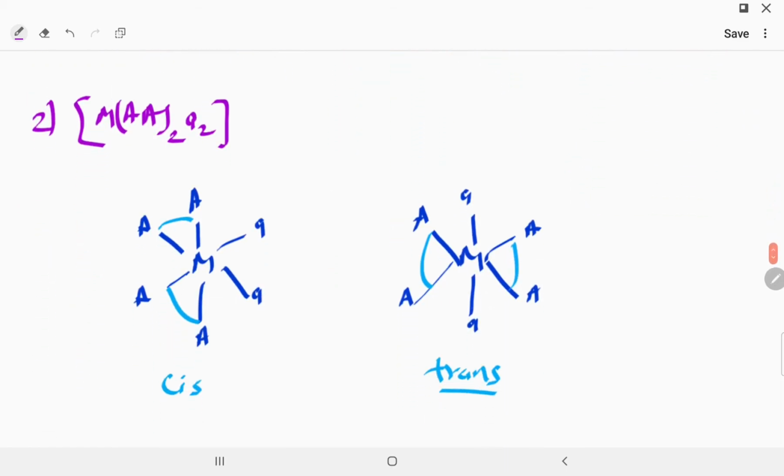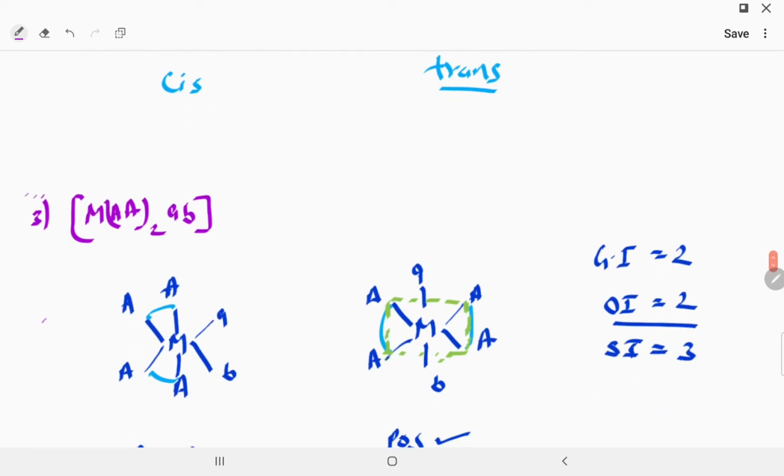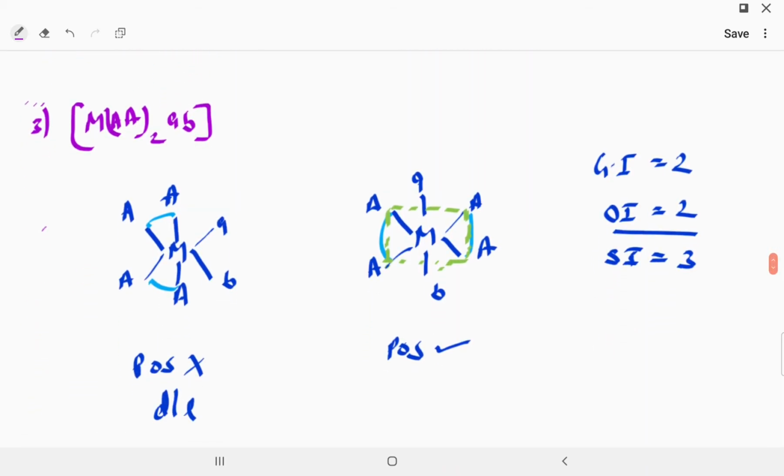Now the second case we can say M(AA) whole 2 A2. Okay, means 2 bidentate ligands and 2 monodentate ligands, that is also same. So we can say that directly. In this case M(AA), this A is cis position, this A is trans position. Okay, so we can say this is a cis, this is a trans. I hope this is very clear to you. In case number 3, you are able to see that M(AA) whole 2. Now this A and B, they are different monodentate ligands.